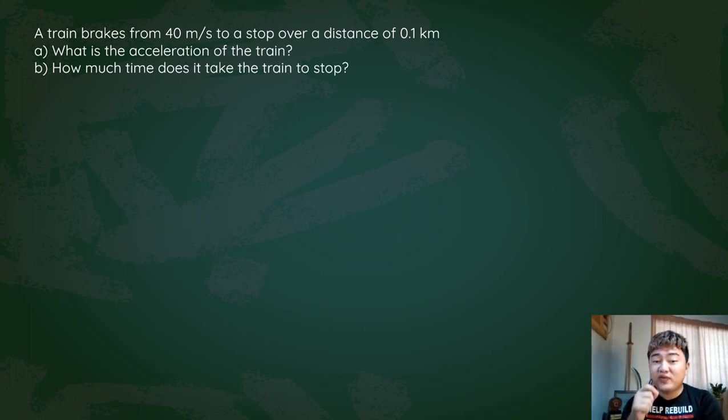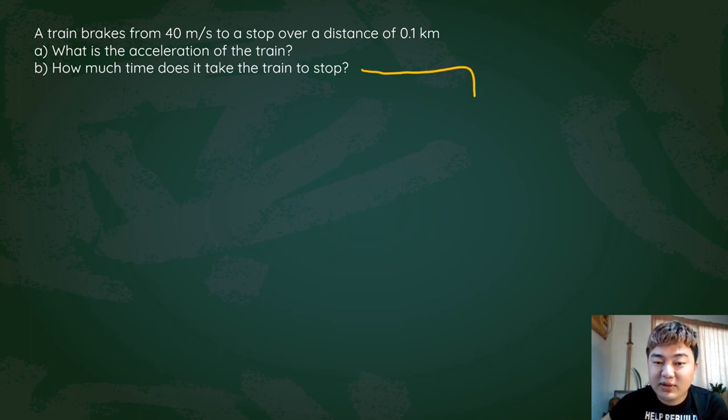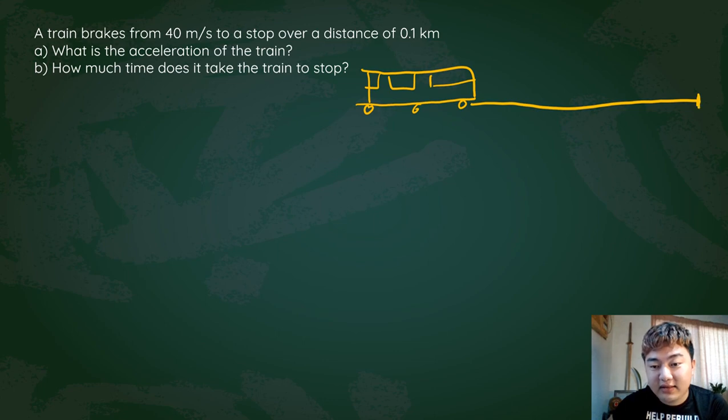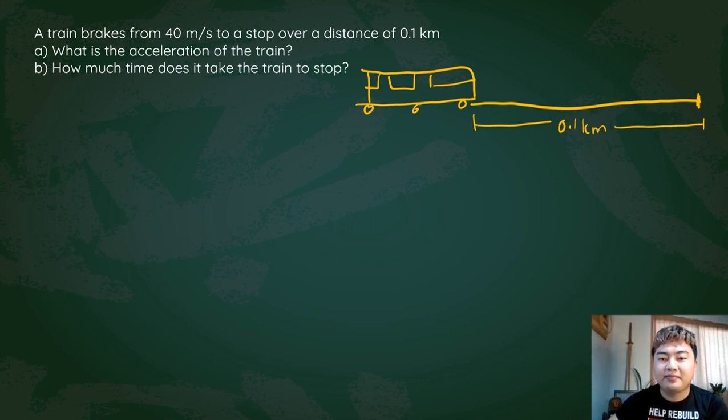But one useful thing for you to do is to draw or illustrate the problem itself. So you have there a train. For example, this is our train. Forgive my drawing. Of course you have wheels there. And then your train brakes to a stop. So for example, it stops at this point, which is 0.1 kilometers, as presented in the problem.